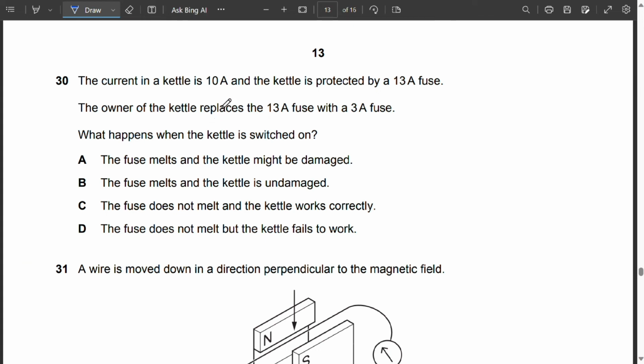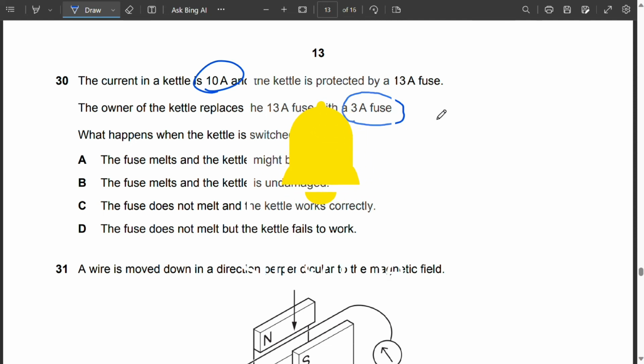A current in a kettle is 10 ampere and the kettle is protected by a 13 ampere fuse. The owner of the kettle replaced the 13 ampere fuse by a 3 ampere fuse. What happens when the kettle is switched on? Now see, the fuse is of low rating now. The kettle is of 10 ampere. So as the current goes above 3 ampere, what will happen? The fuse will melt.